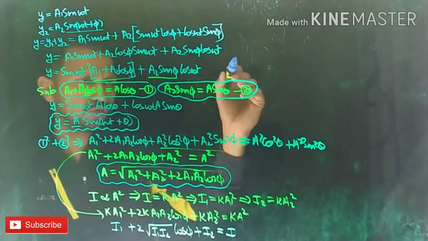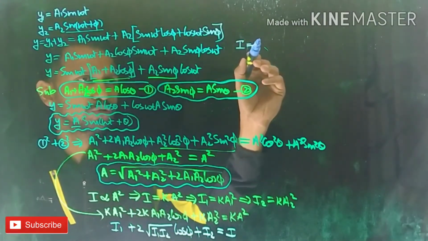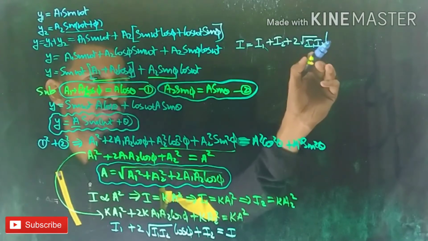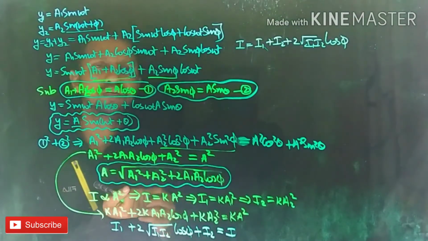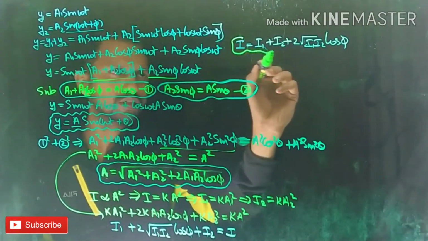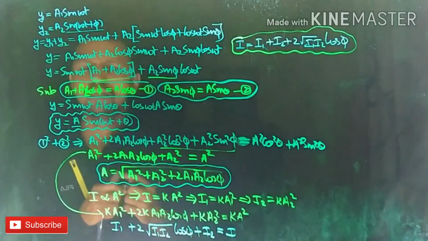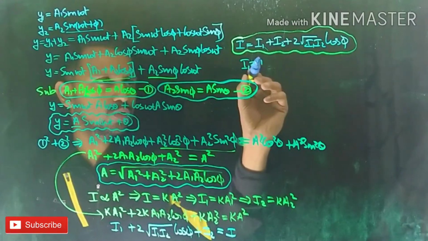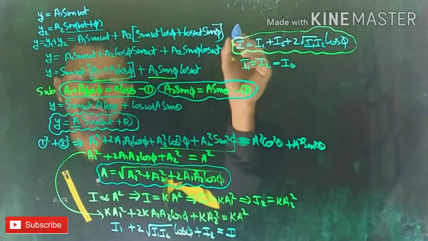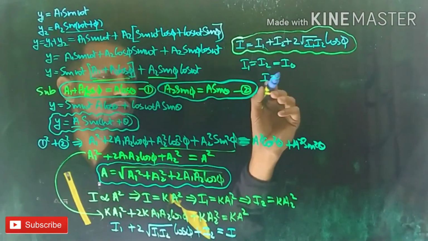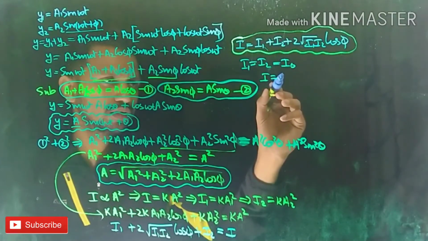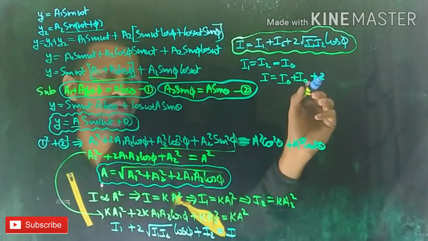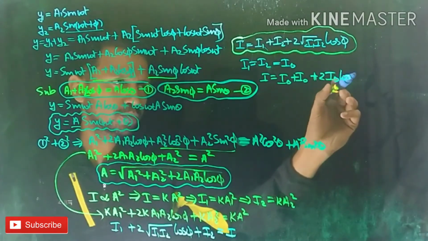Then we get an equation for intensity as I = I1 + I2 + 2√(I1 I2) cos φ. Cos φ is not inside the root. This is another important expression that we have to remember. Then there is a special case: if the two intensities are the same, that is I1 = I2 = I0, then we can transform this equation as I = I0 + I0 + 2√I0 √I0 cos φ, that is I0 cos φ.